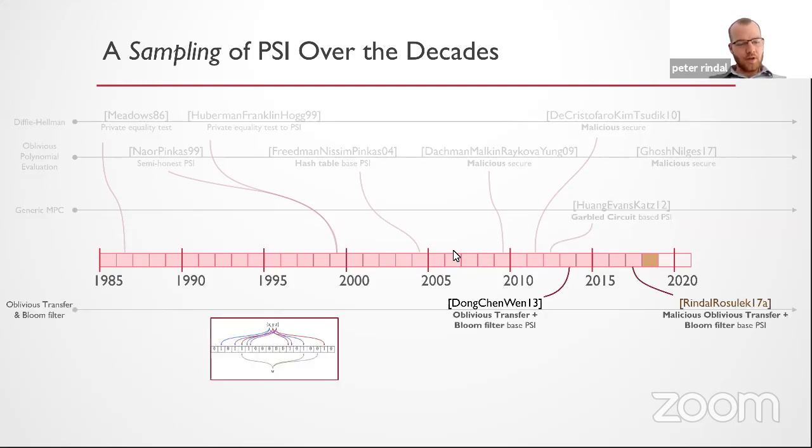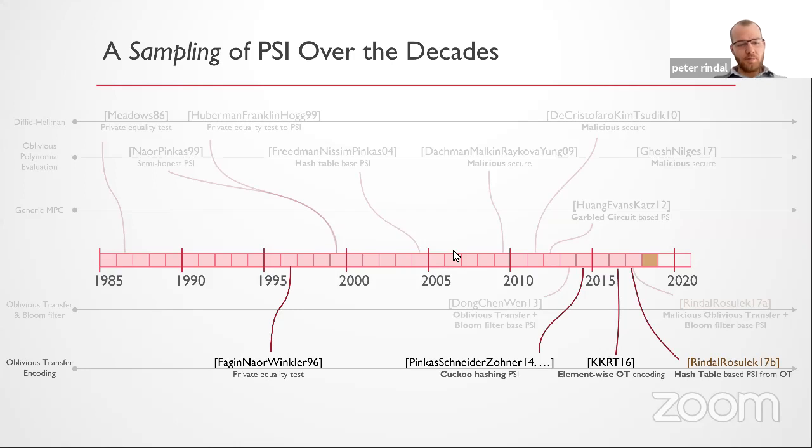Then came along the idea of using a data structure known as a Bloom filter, which was a nice technique and is still used in some settings. But definitely the most common approach has been techniques based on the cryptographic primitive of oblivious transfer. This is where I'd say the most recent line of work has really focused.